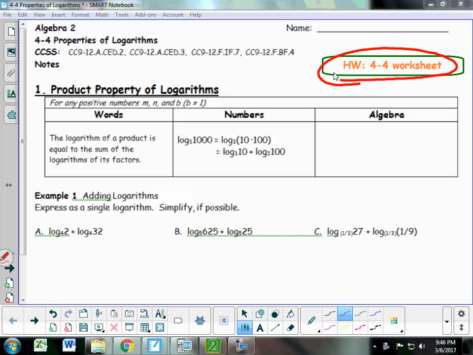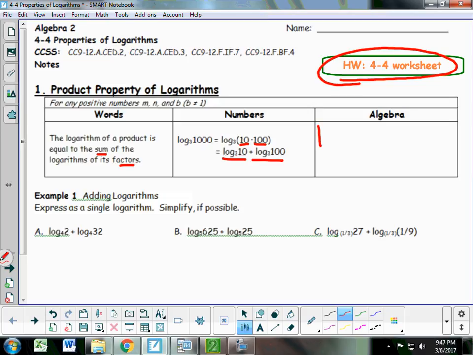So we're talking about properties, product property of logarithms. In words, the logarithm of a product is equal to the sum of the logarithms of its factors. So we have sum and factors, kind of combining multiplication and addition. Here's an example. Log base 3 of 1,000 can be rewritten as log base 3 of 10 times 100. Since we're multiplying these two things, they can be broken up into two separate logarithms being added together.